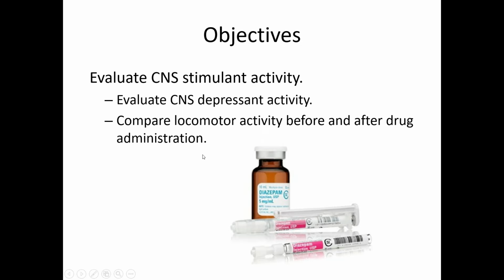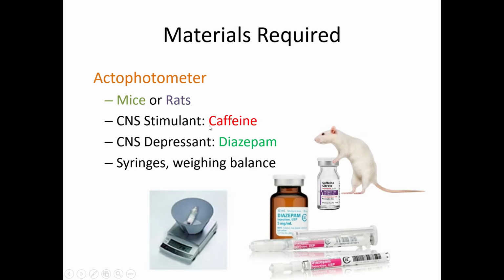So generally for stimulant we are using caffeine, and for depressant we are using diazepam. Here are the material requirements for the actophotometer study: we are using rodents, caffeine or diazepam, syringe, weighing balance. These are the materials we want.